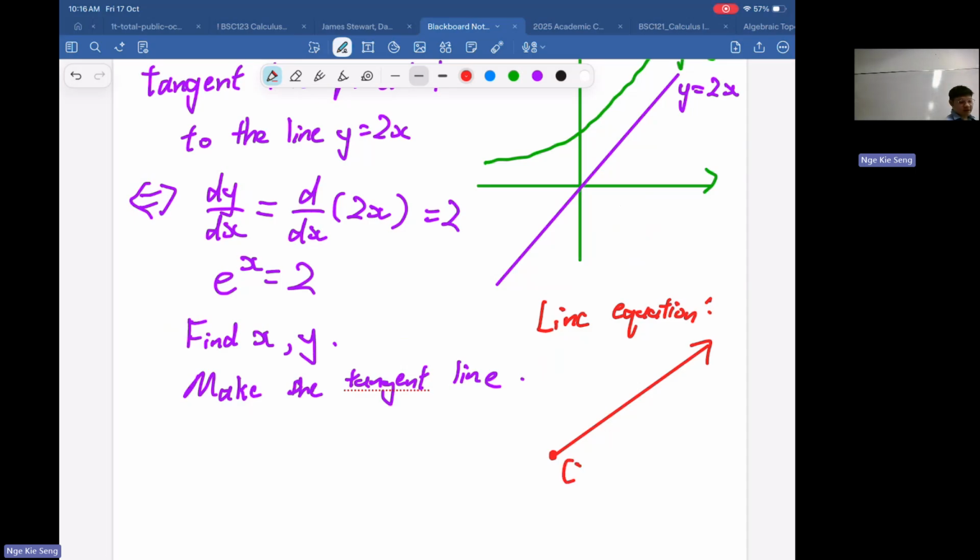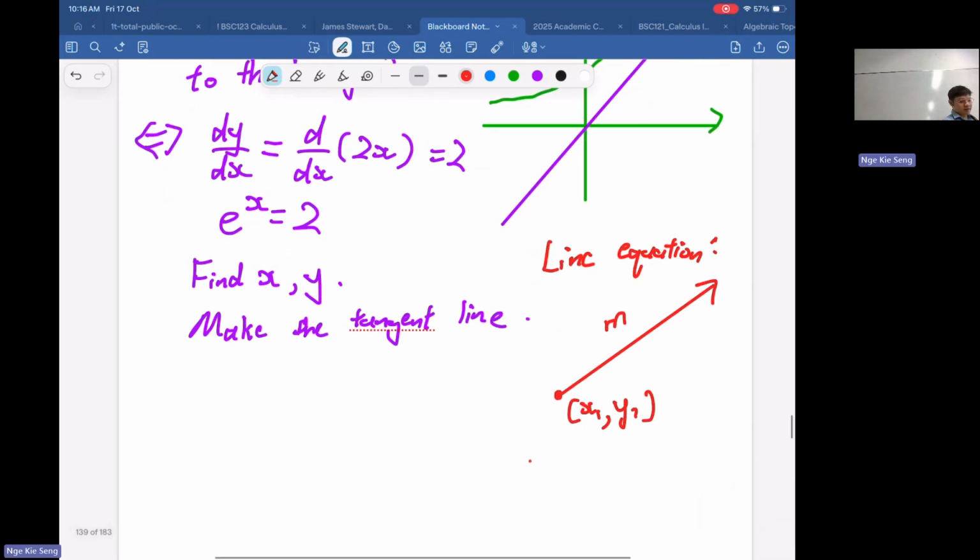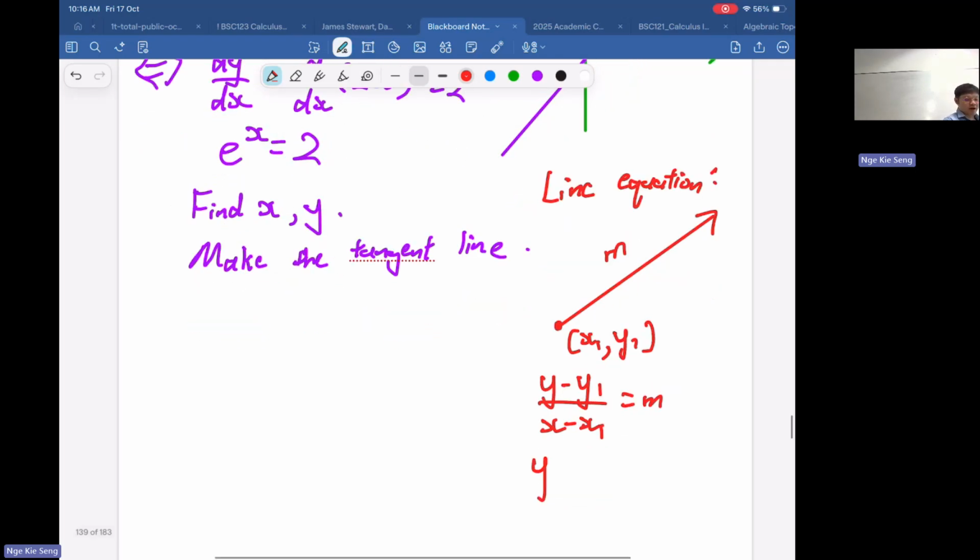Let's call this point x1, y1. What's the gradient? Then this direction will be given by the gradient. And then the formula just depends on how you write it. I think I prefer this form: y minus y1 over x minus x1 equals m. Maybe your friend can tell you that y equals m times x minus x1 plus y1, but it's actually the same thing.